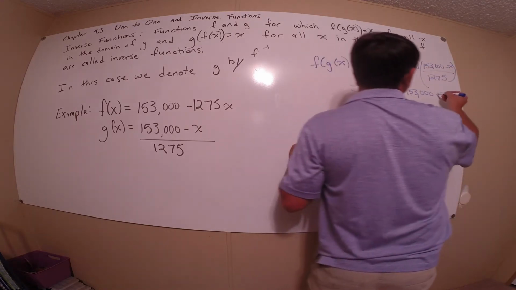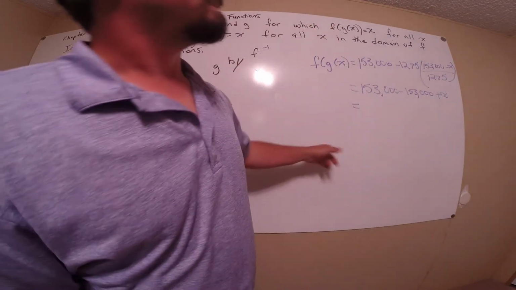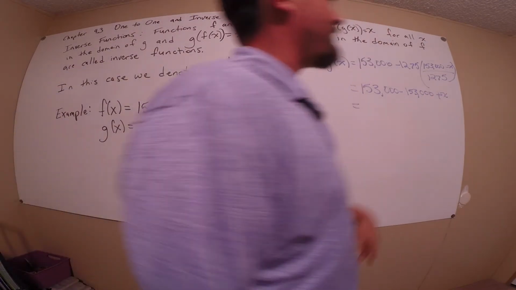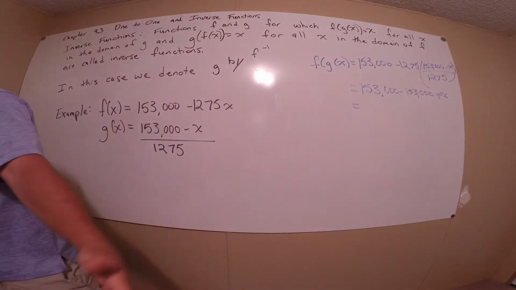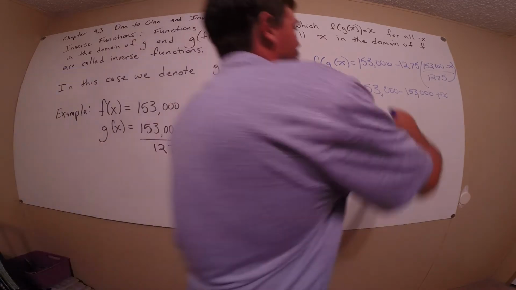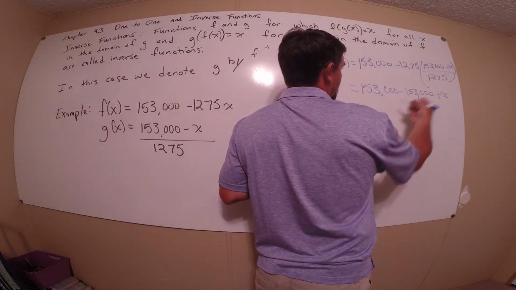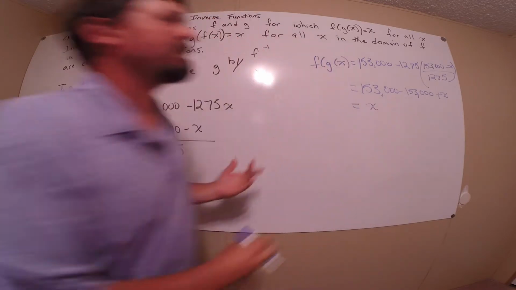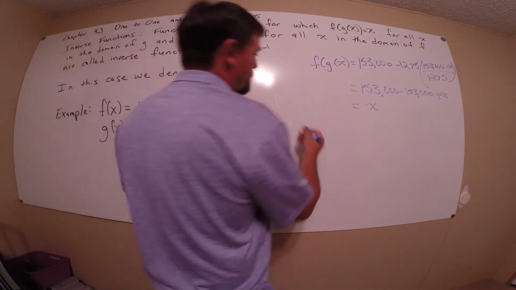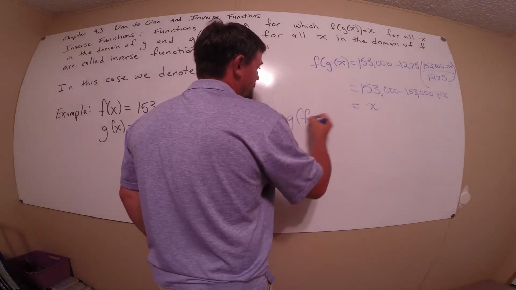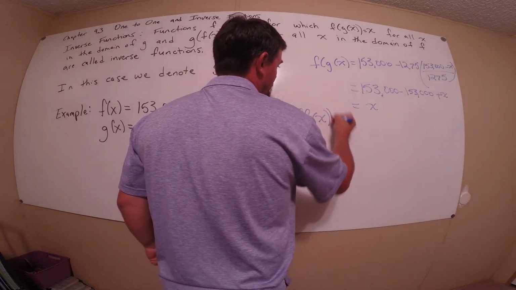In doing that, what I get here is a positive x. Be careful of that. Distributing negatives can be tough. But when we do that, what we see here is the 153,000 minus 153,000 plus x gives us an x. Now we're halfway there. We've got to check both. We've got to do g of f of x next and see if it also gives us an x.